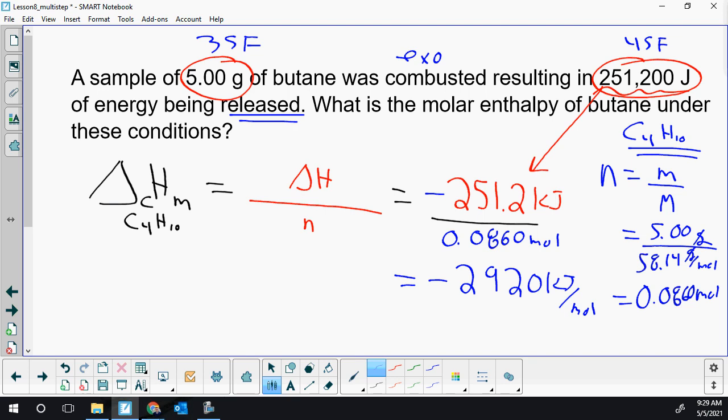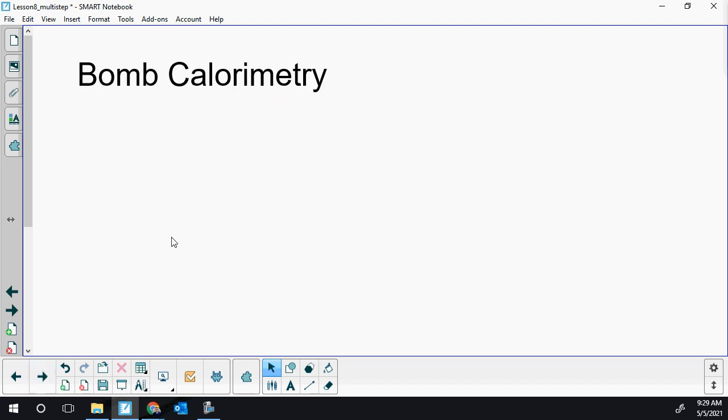Okay. This would be a very typical standard question that you would have on a test or quiz. Okay? And we would hope that with practice, this is something you could solve relatively quickly, particularly by the time you get to the unit test. Okay. So that's my 2 multi-step examples I wanted to go over. A couple other quick things just to recap or introduce. One is a slight variation on calorimetry referred to as bomb calorimetry.